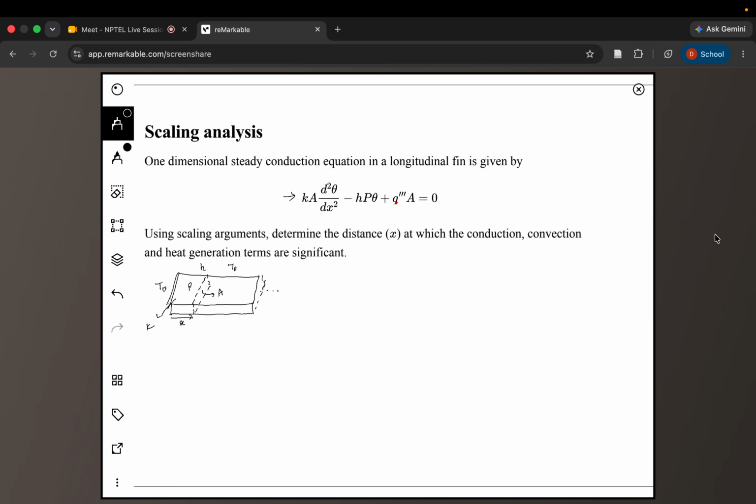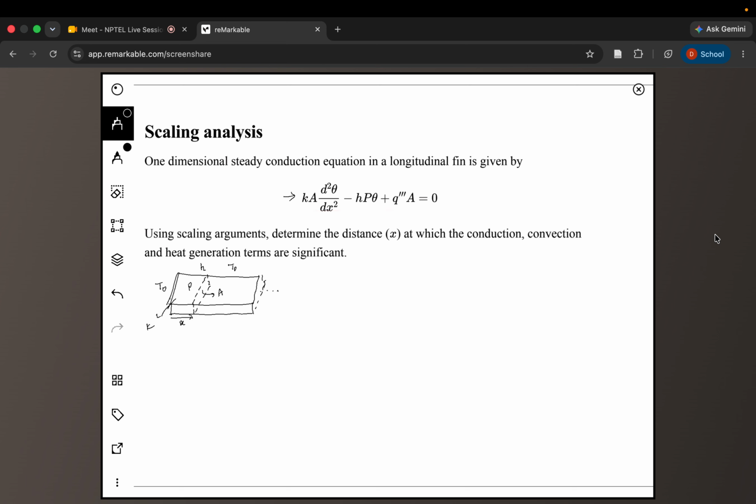And Q triple prime is the volumetric heat generation rate that is happening inside the fin. So something is happening within the fin that is generating heat, say a kind of nuclear rod or something, where some reaction is happening and that is generating the heat within the fin itself. So this is the total differential equation that we are trying to solve.